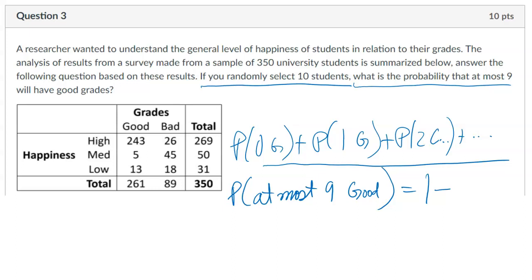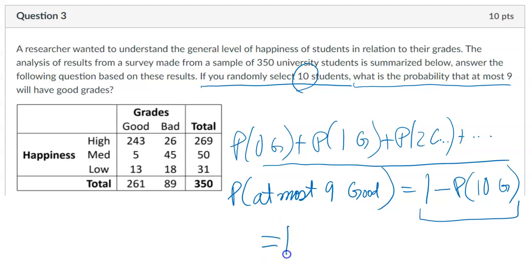And again, if you have 10 students, that's the amount that you're selecting in total, and at most 9 includes 0, 1, 2, 3, 4, 5, 6, 7, 8, 9 students. The only thing that is not included is the probability that you select 10 good students. That is not included in this at most 9 good. Therefore, the best way to calculate that is using the complement, 1 minus that. Now, being here already, it's a fairly easy process, right?